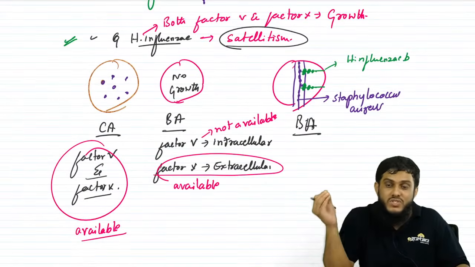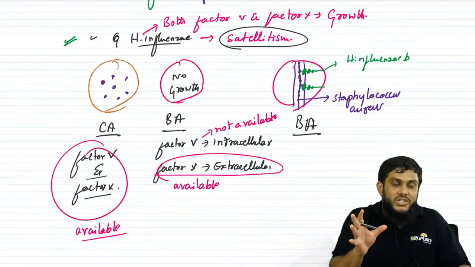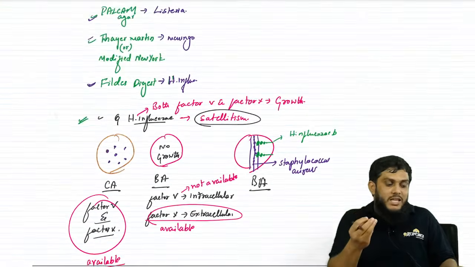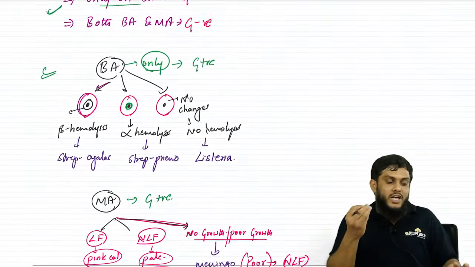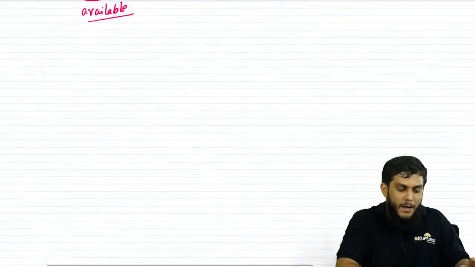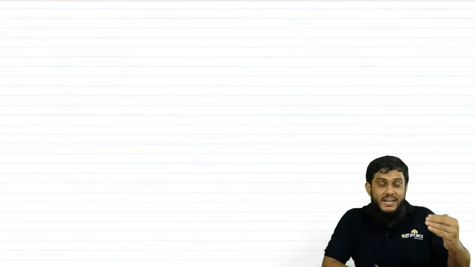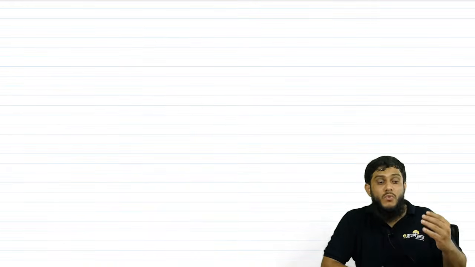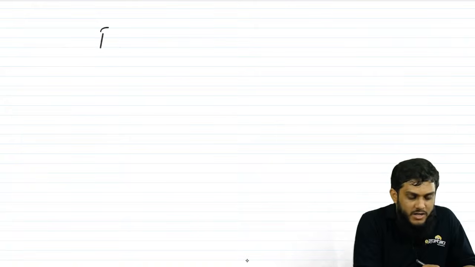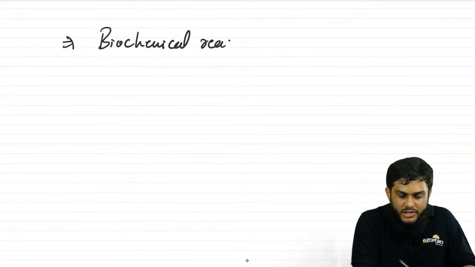Hope you have understood. If you see satellitism, then it tells us that the causative agent is Haemophilus influenzae. So these are the important points in culture, by which we can say this is the organism which is causing meningitis. So this is about the culture. CSF analysis over, microscopic findings over, culture findings over, and ultimately, biochemical reactions.